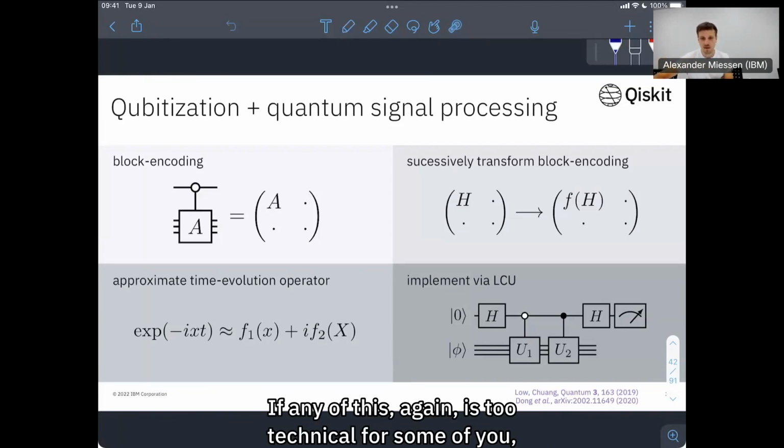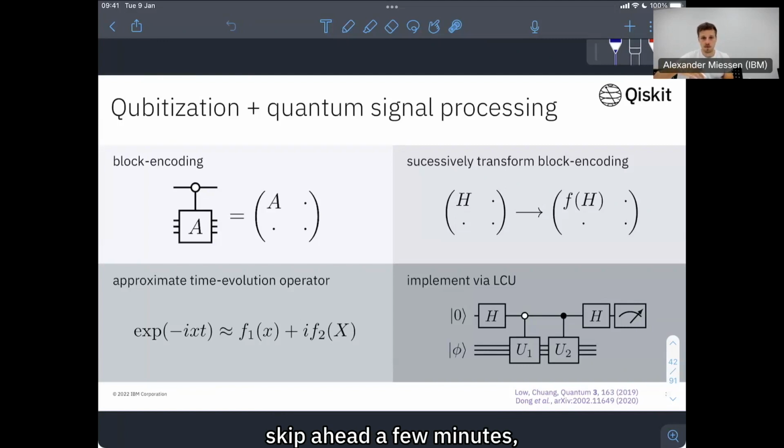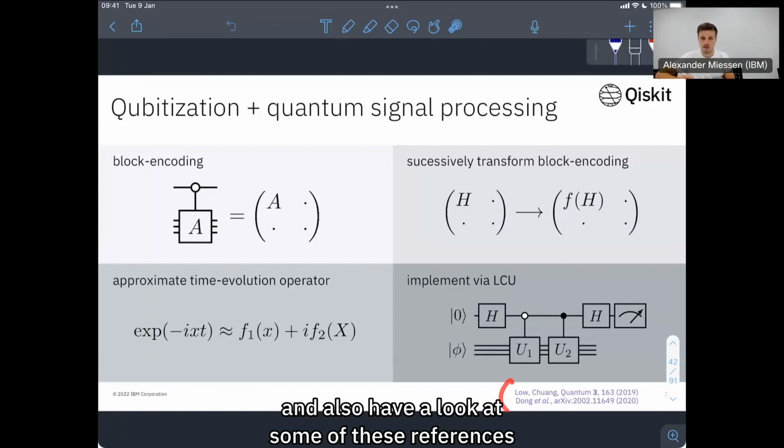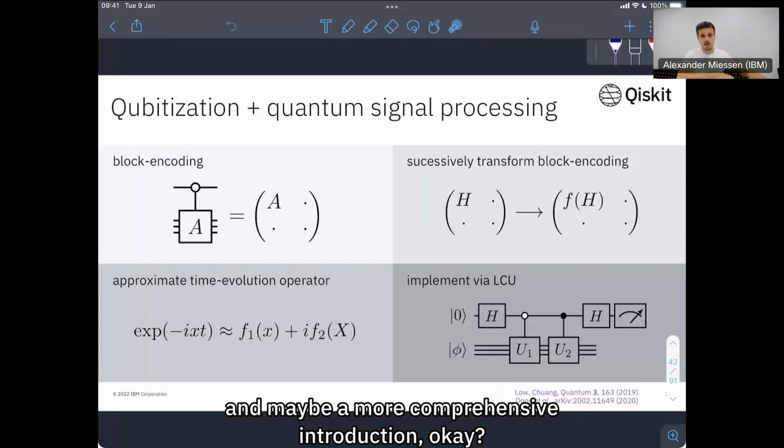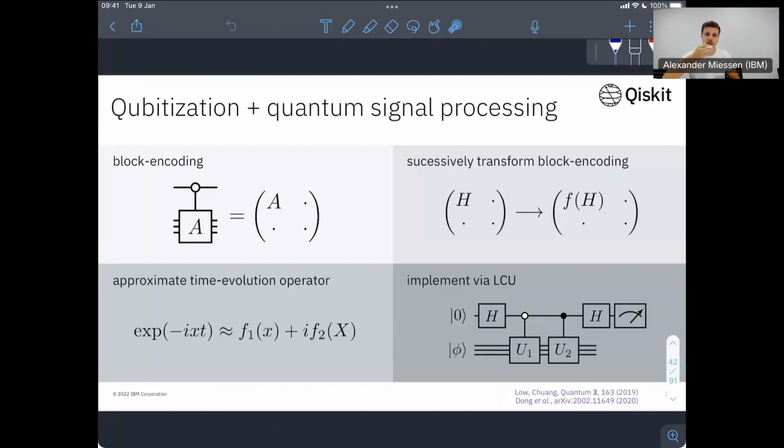If any of this, again, is too technical for some of you, skip ahead a few minutes. And also have a look at some of these references that are at the bottom here for more detail and maybe a more comprehensive introduction, okay?